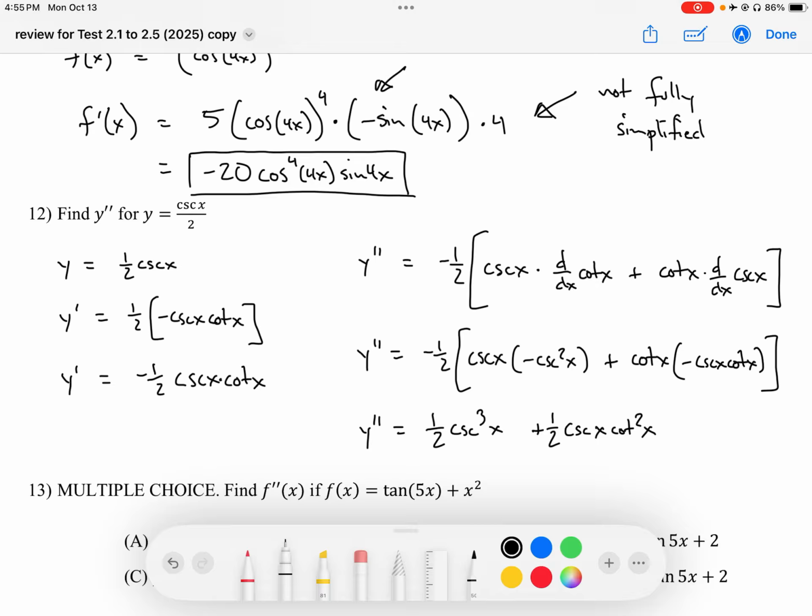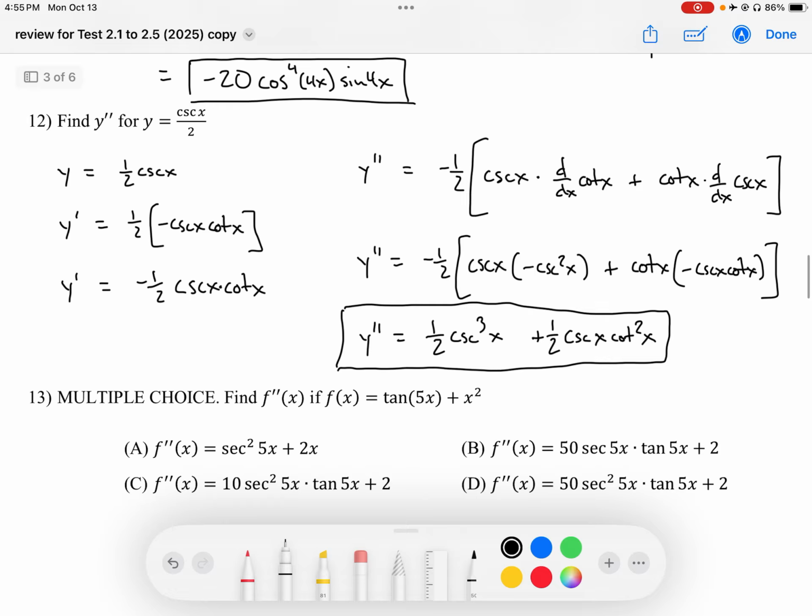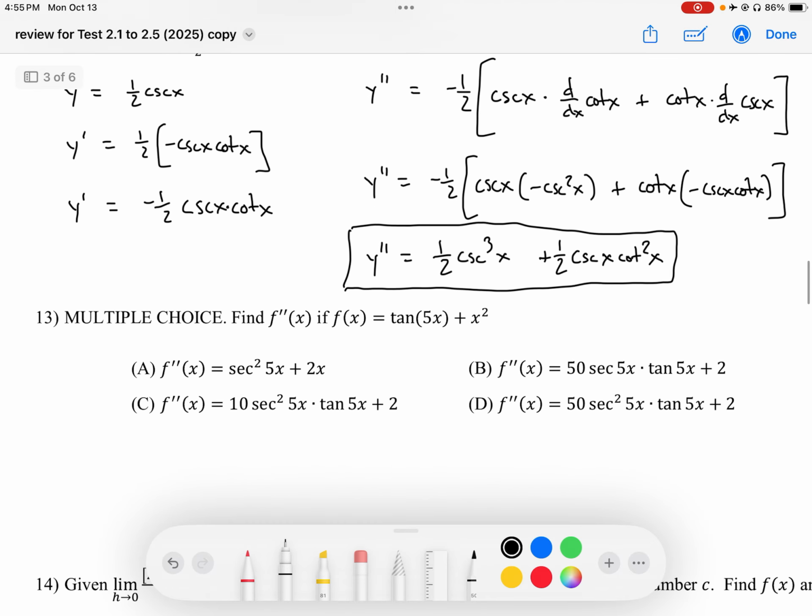That would be a fine way to leave your answer, in my humble opinion. You could factor out a 1/2 cosecant x. You don't really need to in this case. That looks good.